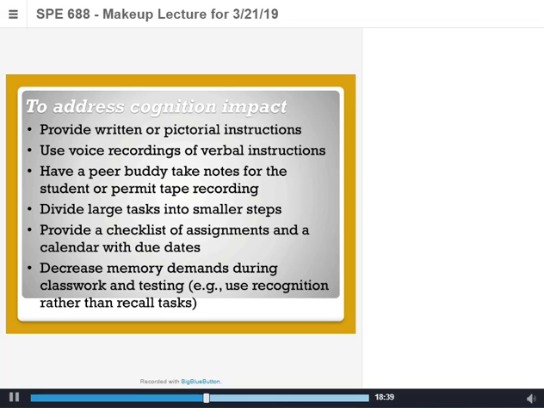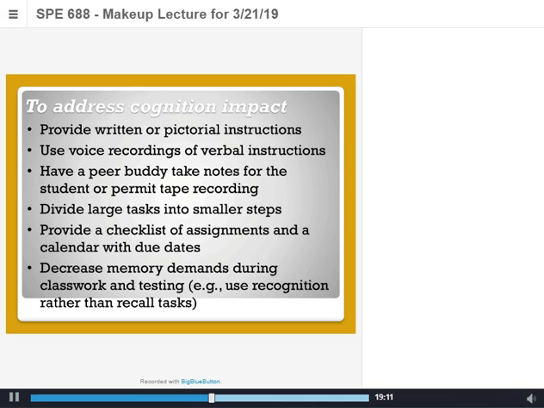So when a child has seizures or seizure disorders, it's helpful to provide written instructions. If they are so young they can't really read, or if they have other cognitive disabilities and maybe can't read, maybe picture instructions for them. So if they are having some difficulty, having written instructions is great. Using voice recordings of verbal instruction is another strategy we can use. Having a peer in the class take notes or permit them to record the class.